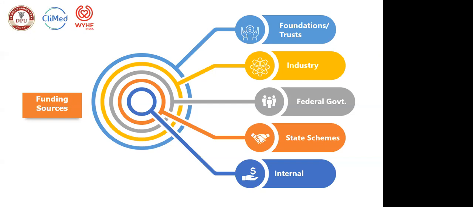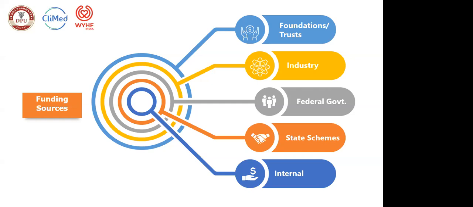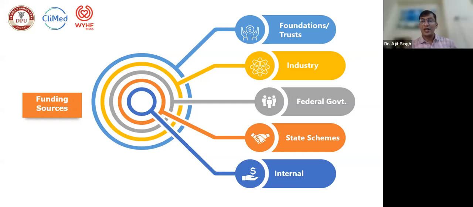So there are multiple funding sources, as I told you: internal, state level, central level, industries, and we can apply through foundations and trusts. In India, if I talk about foundations, Reliance Trust is there, Tata Trust is there, Tata Foundation is there, which gives a lot of travel grants and research grants. In India, you can try if you are looking for private foundations and private trusts.